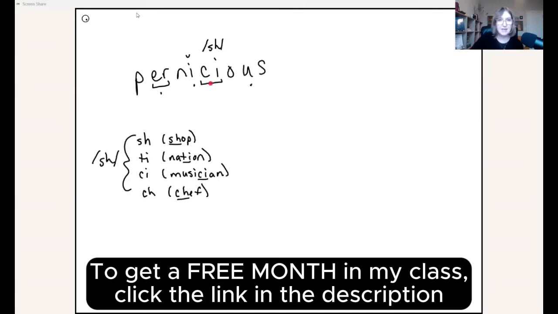This one has the CI. And then here we have a suffix OUS that is spelling the us sound. The O is silent, the U is short. So take a minute, pencil read this word, and then I will say it after you.